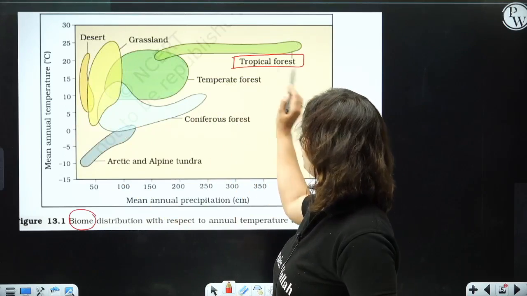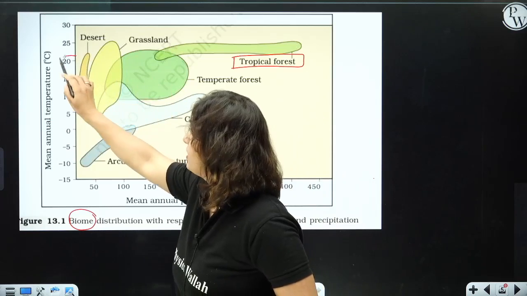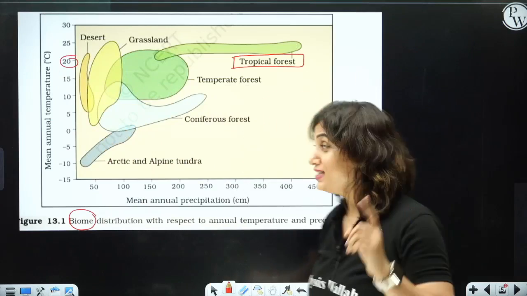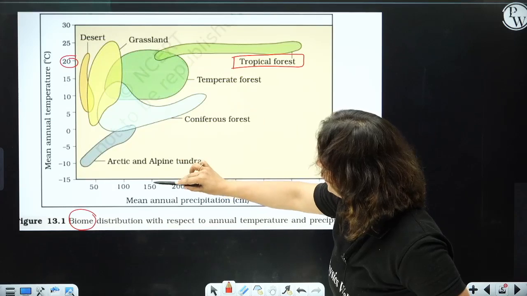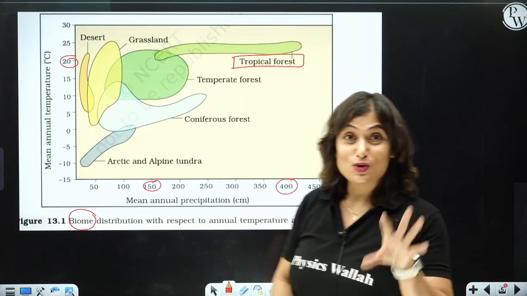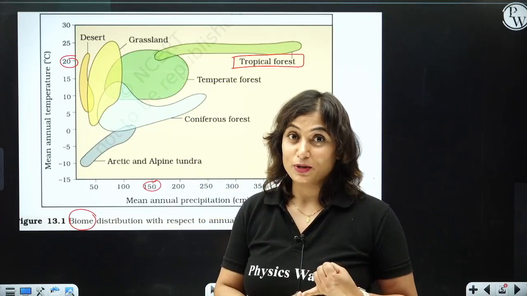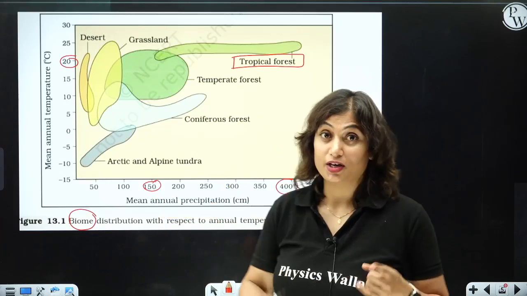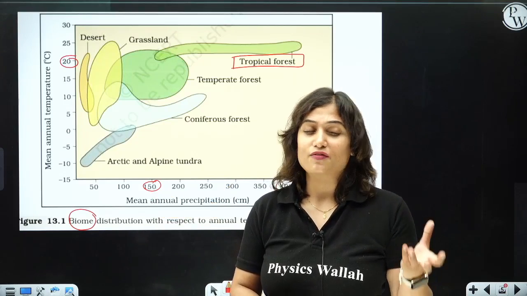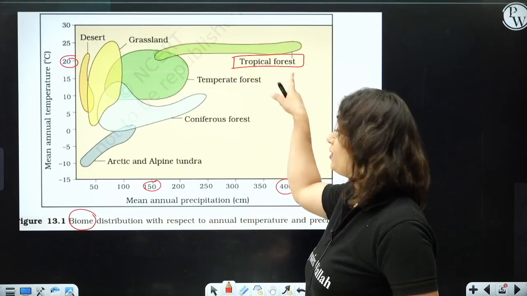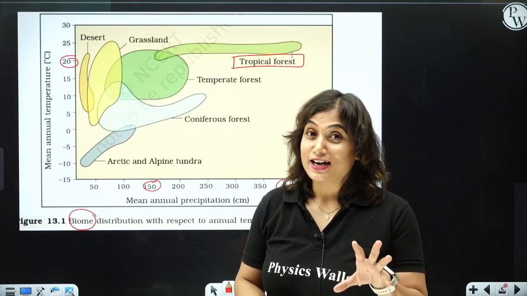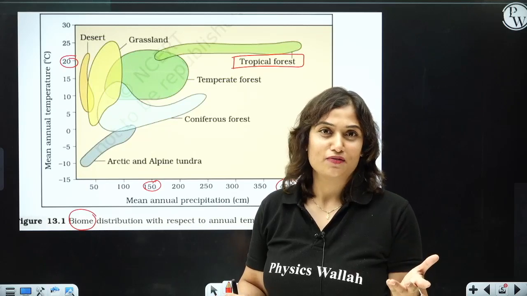If I talk about the tropical forest, the mean annual temperature is about 20 degrees centigrade. That is not very high, not very low. And the rainfall is also very good, ranging from 150 centimeter to 400 centimeter. Because mean annual precipitation is very high, from 150 to 400, and the annual temperature is also 20 degrees centigrade, there is very, very high biodiversity in tropical forests. You must have heard the name of the Amazon forests. The Amazon forest is a tropical rainforest, which has the highest biodiversity on earth.